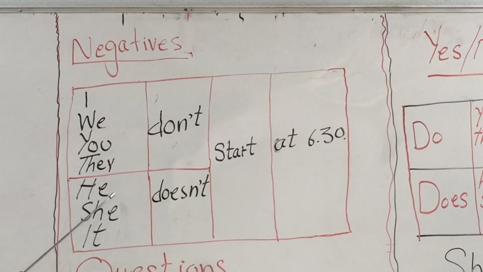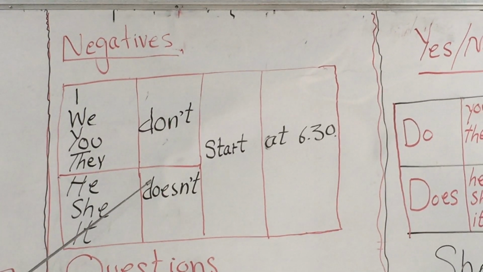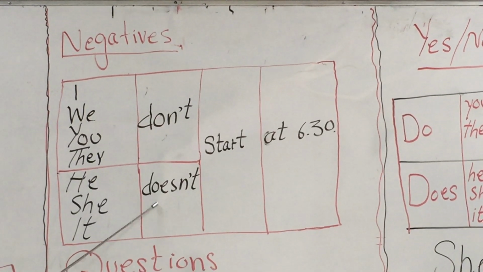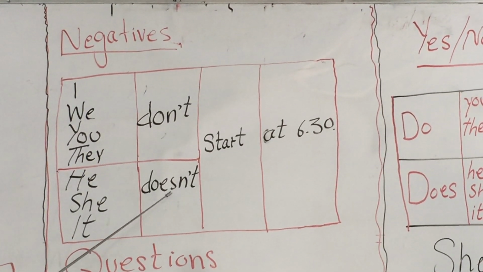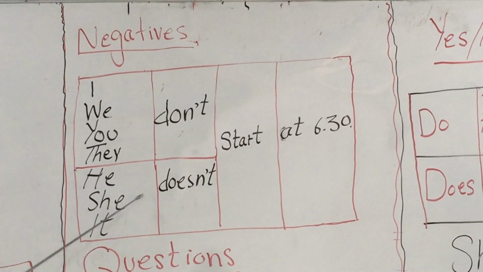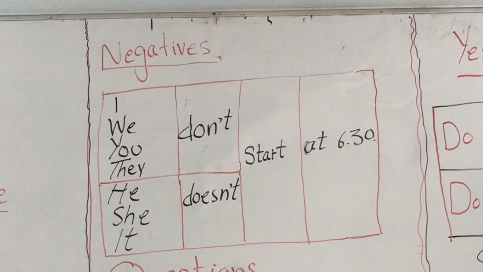As a basic principle, with he, she, and it, always use the S form. And in the negatives, the S form will be does. Does not, and the compression doesn't. He doesn't start at 6:30. She doesn't start at 6:30. It doesn't start at 6:30.